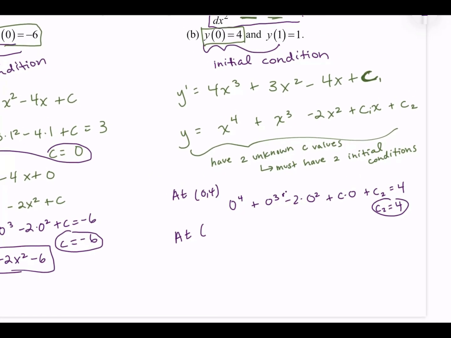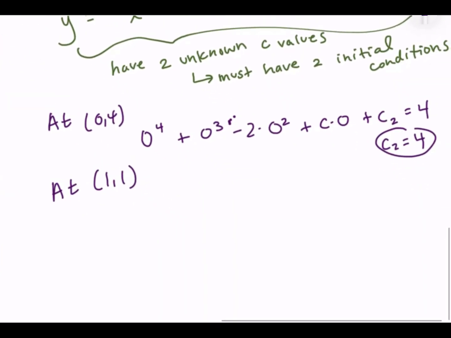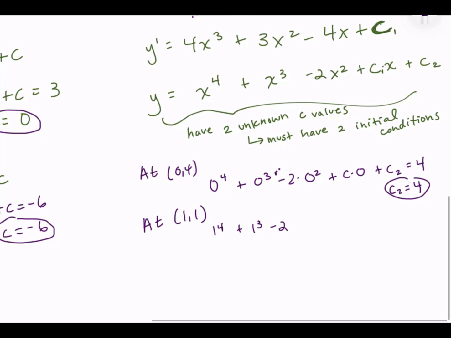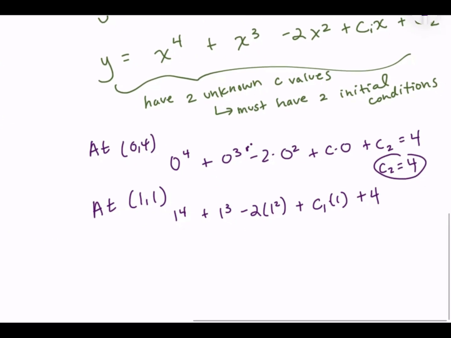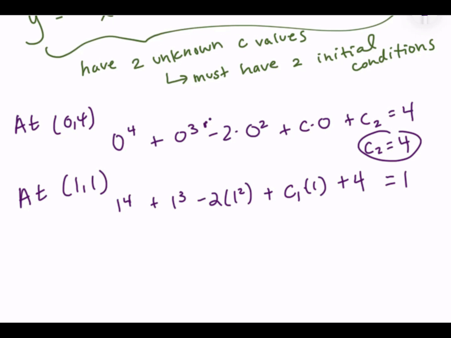And then I can plug in my other initial condition to figure out c1. So my other initial condition is right here. So it's the coordinate point 1, 1. So I'm going to plug in 1 for x. 1 cubed minus 2 times 1 squared plus c1 times 1. And then I know my c2 is 4. And this is equal to 1. So doing a little bit of math over here, I get 5 plus c1 equals 1. So c1 equals negative 4.